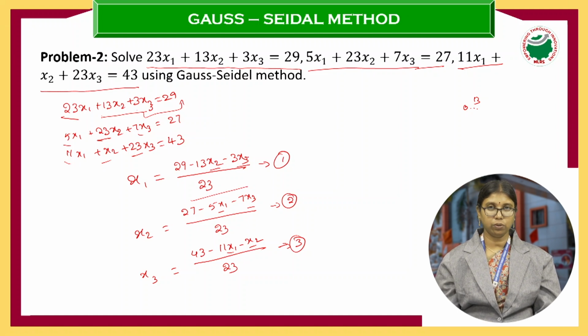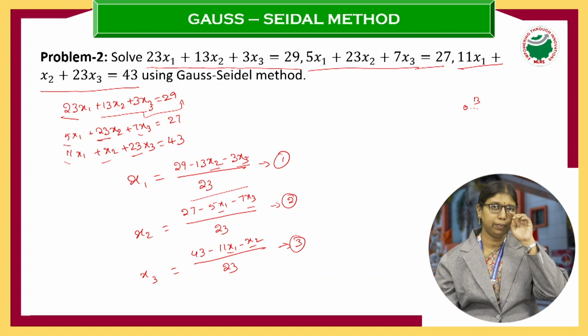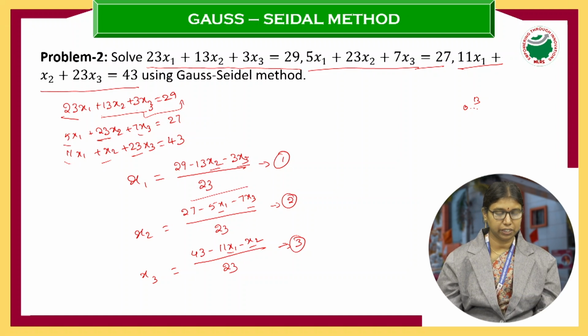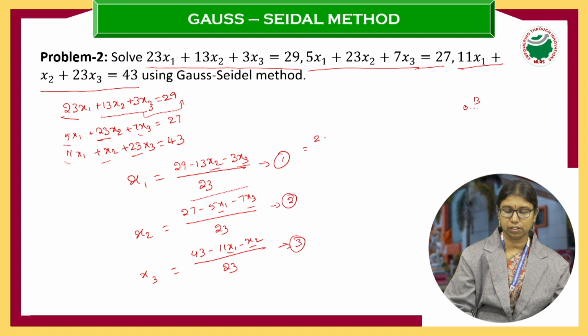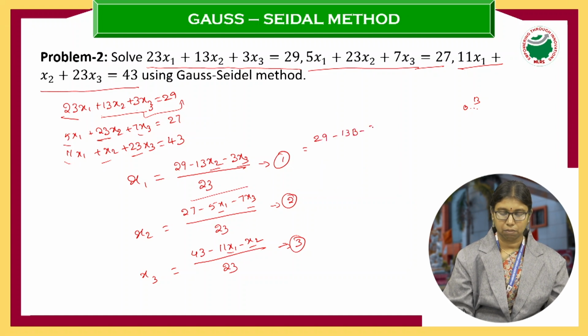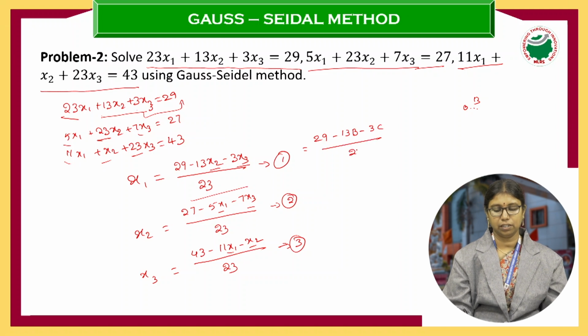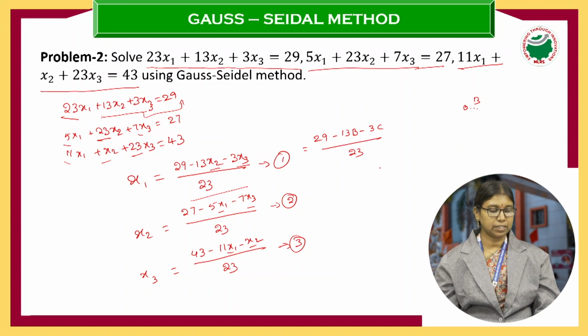Then press the right arrow. It will get the cursor in the denominator. Your denominator is 23. Like that you enter the equation 29 minus 13x2, that is 13b minus 3c by 23. So on your screen now you will get the equation like 29 minus 13b minus 3c by 23. It appears like this. Now press the calc button.